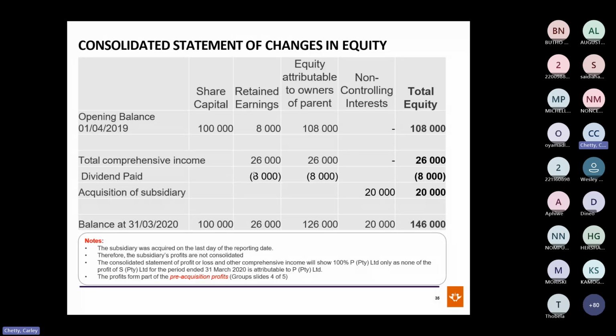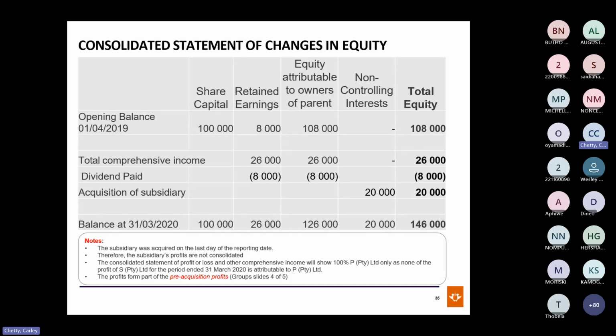Then we have a dividend paid by P, which was 8,000. That will also go in the total column. Then we have our closing balance here. We'll take the closing balance of share capital of 100,000 plus the retained earnings of 26,000, and that will give us 126,000. Then we have our non-controlling interest column. Remember the acquisition of the subsidiary resulted in 20,000 Rand of non-controlling interest. So our NCI column is 20,000.